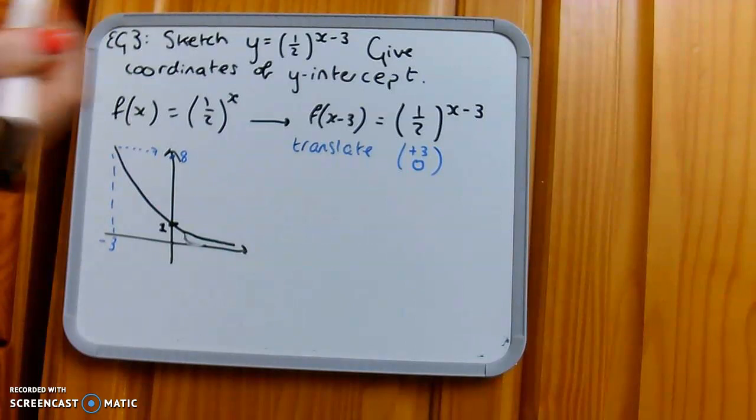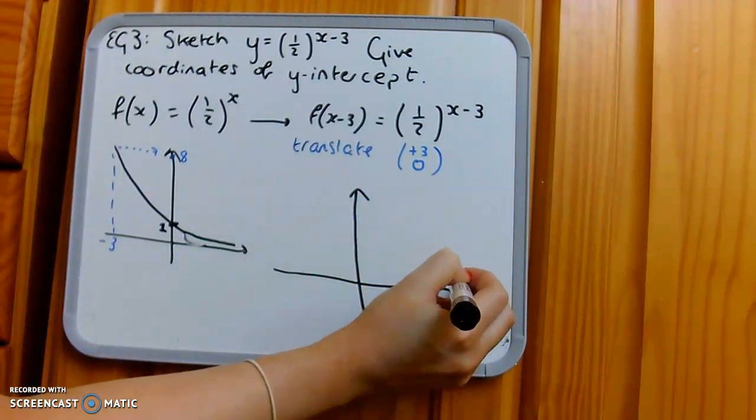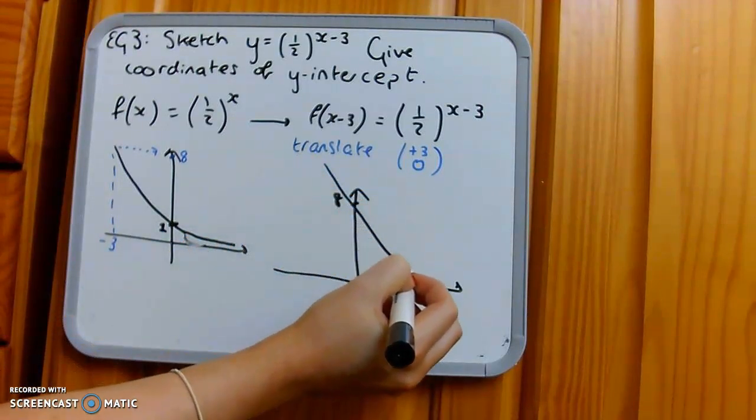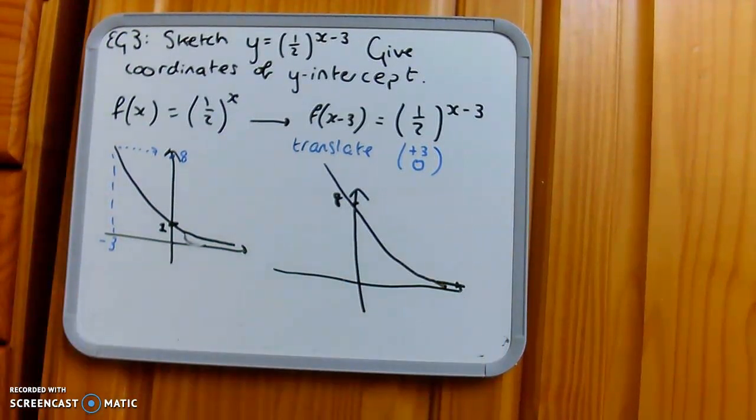So when I sketch out a half to the power of x minus 3, I know that it's going to cross through here at 8. It's going to keep going up exponentially, and then it's going to tend towards 0. Something like that. Okay, really bad sketch. You're not to worry about that too much. It's a bit harder with a whiteboard rather than a piece of paper in front of you.